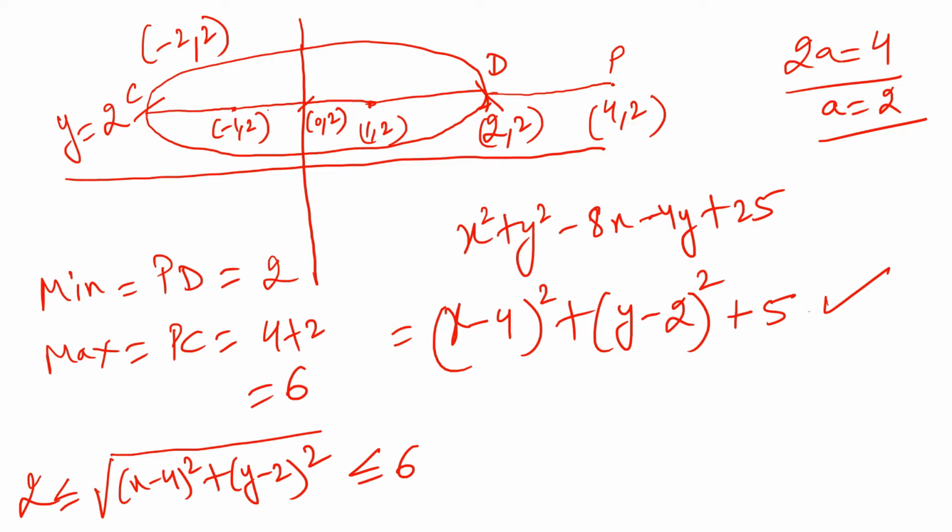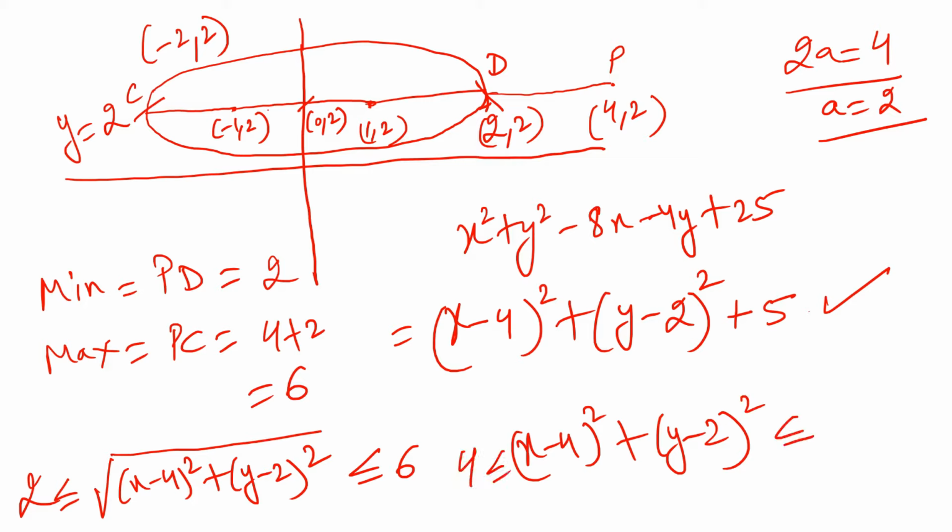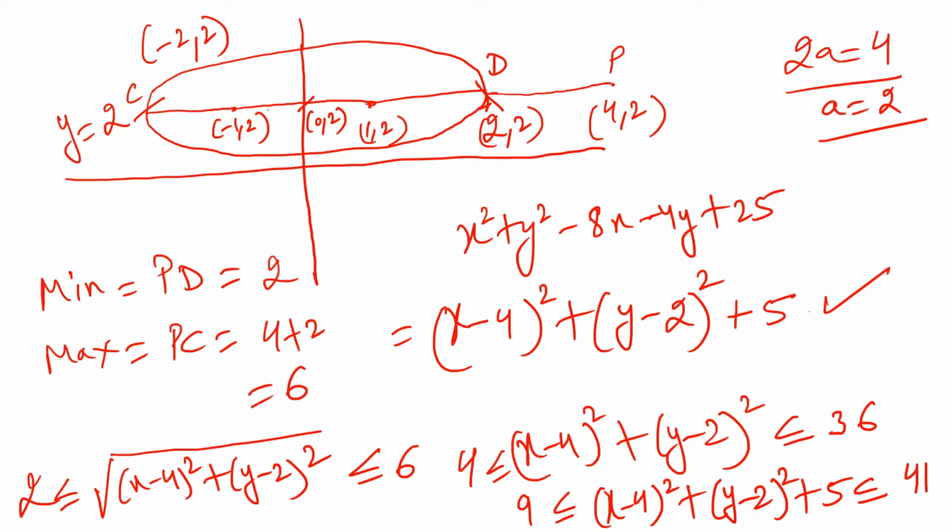Now let us square this quantity. If we square this quantity, we will be getting (x - 4)² + (y - 2)² lying between 4 to 36. Fine. And if we add 5 to this given inequality, then what do we get? We get the range for the given expression, and that comes out to be between 9 to 41. Right students? So closed interval [9, 41] is our required answer, or the B option is the correct one.